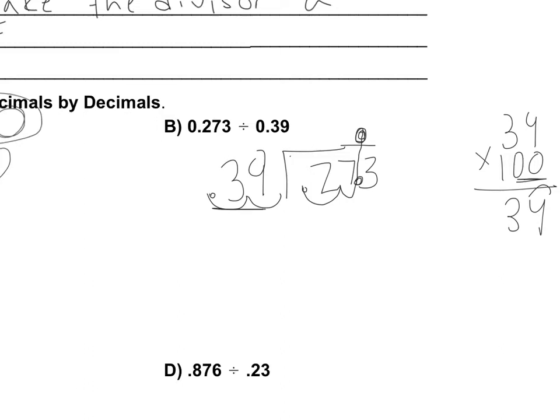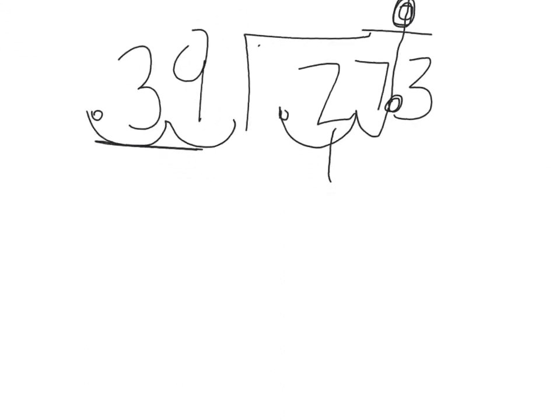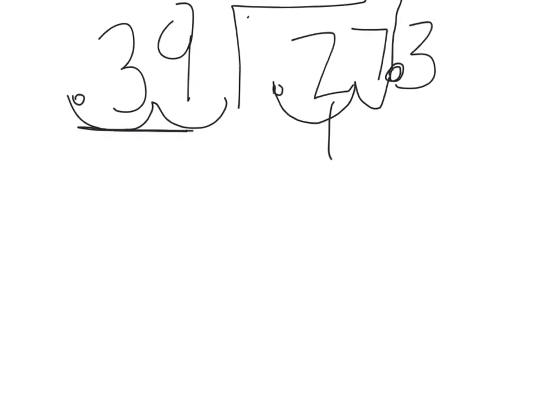And if we want to rewrite this to make it a little prettier, a little bit easier to read, we could say, okay, 27.3 divided by 39. Now, does 39 go into 2? Nope. Does not. Does it go into 27?